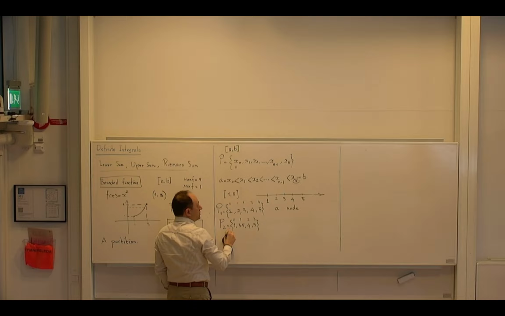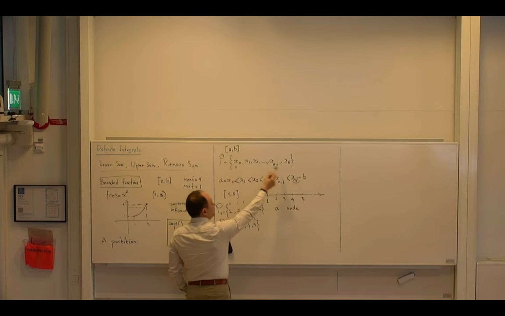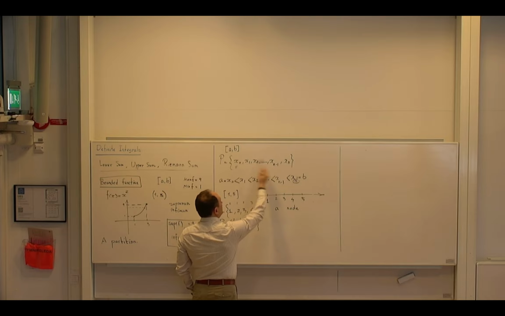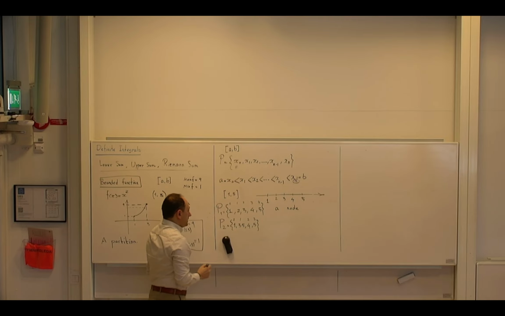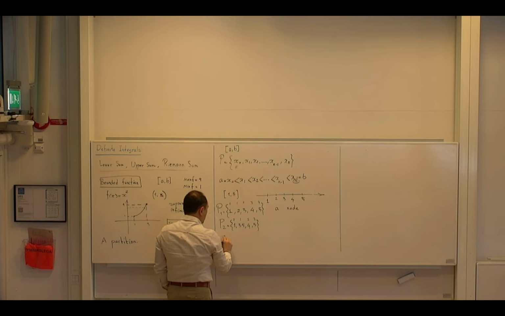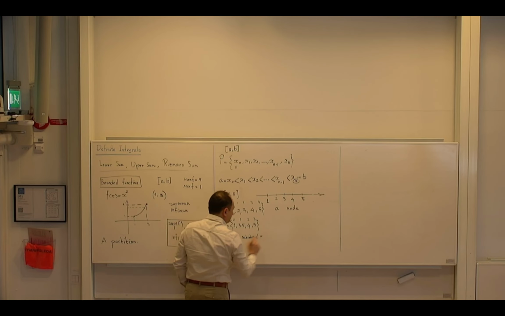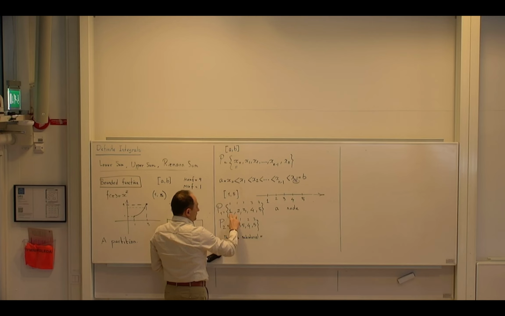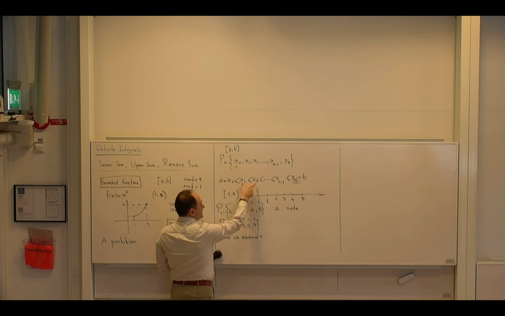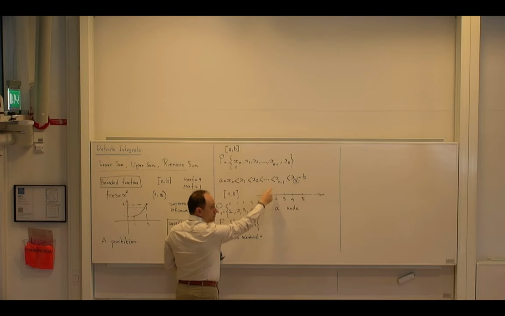So my question for you is now, if I have a general partition with n plus 1 nodes of this interval, can you tell me what is the kth subinterval? Yes? So how should I write that? So you see, from 1 and 2, it is the first interval. So let me write it like this. From x0 to x1 is the first interval. From x1 to x2 is the second interval. From x2 to x3 is the third interval.